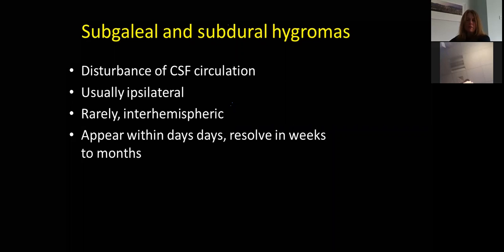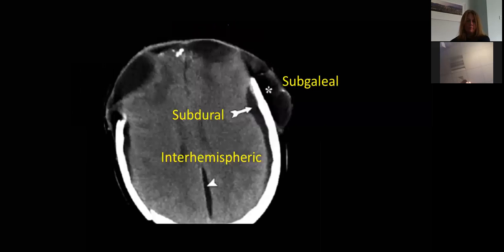You can also have subgaleal and subdural hygromas. They're usually on the side of craniectomy. Sometimes they're interhemispheric. They usually appear early. So in this case here, a bifrontal craniectomy, we've got a mixture of subdural crescentic fluid, interhemispheric fluid collection, and subgaleal fluid collection. And same on this side. So this is subgaleal, this is subdural.